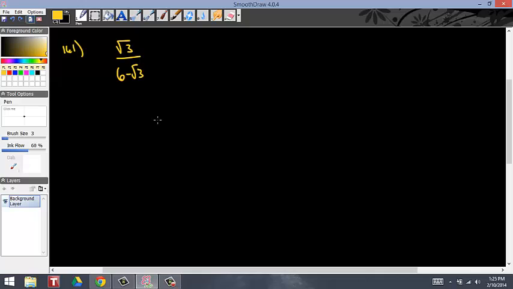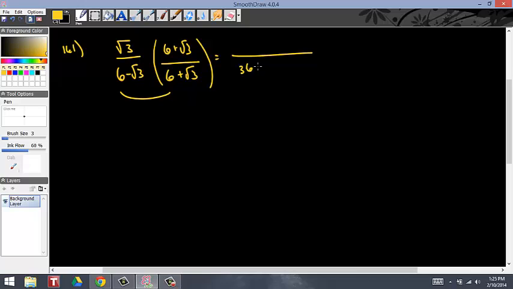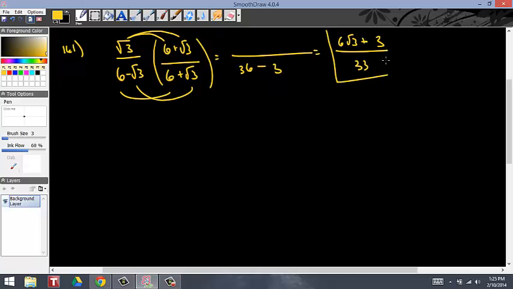How do you get rid of a radical inside the denominator? Cameron. Conjugate. Daniel, do you know what the conjugate of 6 minus radical 3 is? 6 plus radical 3. So now, what I get is 36 minus 3, which is 33. And now I just got to multiply this in. So this is 6 radical 3 plus radical 3 times radical 3 is 3. So you can leave it like that.